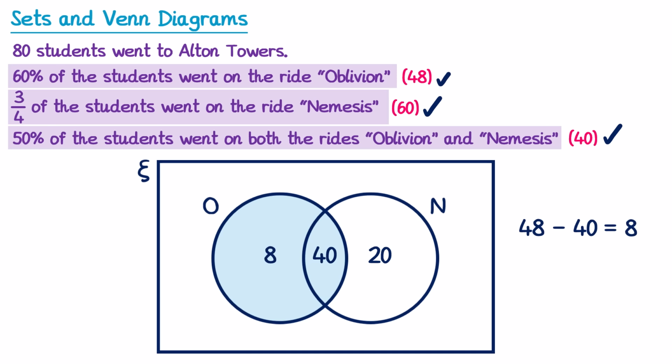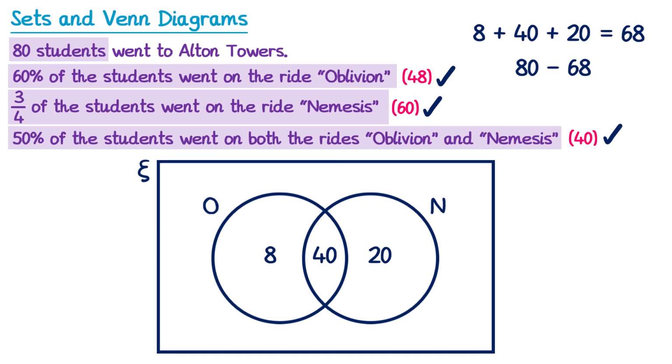So now that we've used that 48, don't forget to work out how many didn't go on either of the rides. We know from the question that there were 80 students, and if you add up all of the ones we have so far, 8 plus 40 plus 20, you end up with 68. If you subtract this from 80, you're left with 12. So there must be 12 outside of the circles, but still inside the universal set.